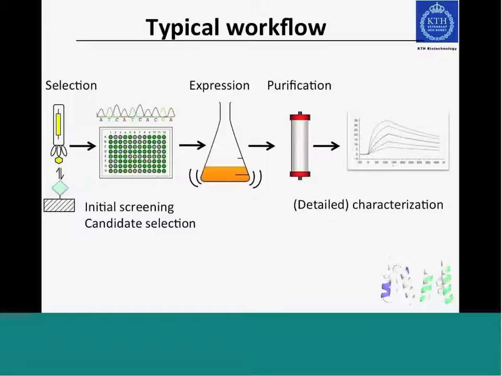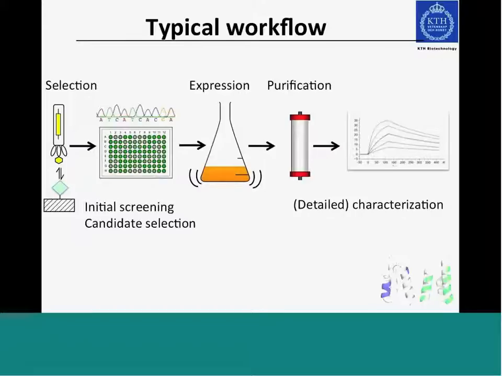Next, after the selection, we do some kind of initial screening. It may be by sequencing or by ELISA or some more functional test. Interesting candidates are expressed and purified, and in the end, we would like to see whether they bind the targets we intend to get binders to, and here SPR is a very useful technique to study this.